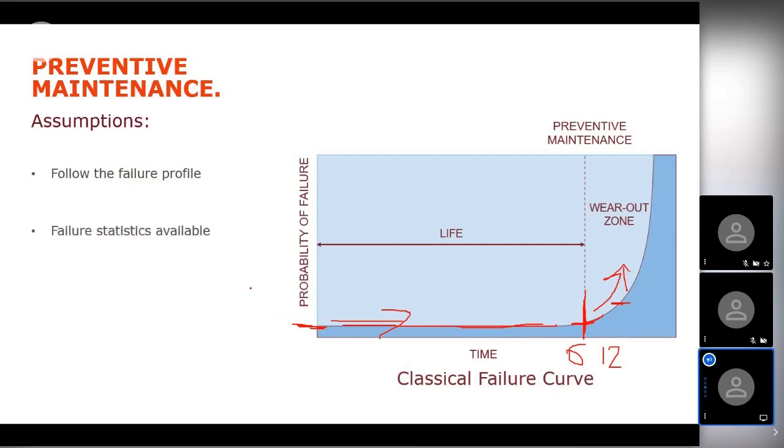The second part is that we actually have the information in the first place. We've got our failure statistics or our data to make an informed decision. What are the chances of your business having pretty good failure data, failure statistics?